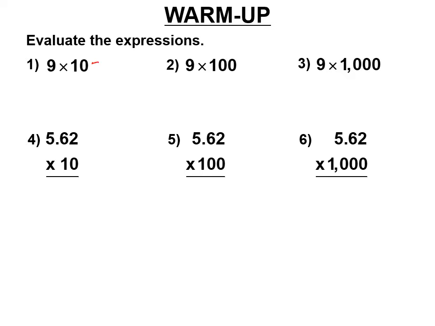Well, 9 times 10 is 90, right? And 9 times 100 is, how many hundreds do you have? You have 900. When you multiply by 10, you add a 0. When you multiply by 100, you add 2 zeros. And so 9 times 1,000 must be 9,000.